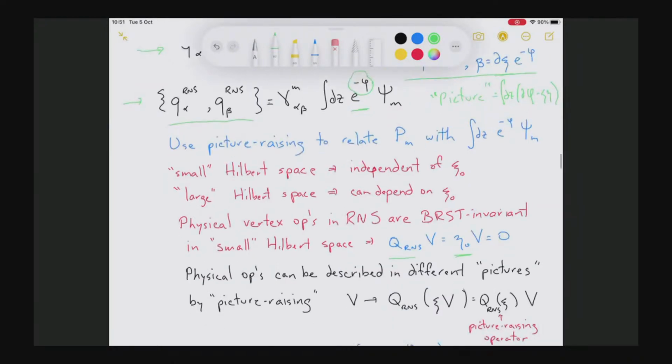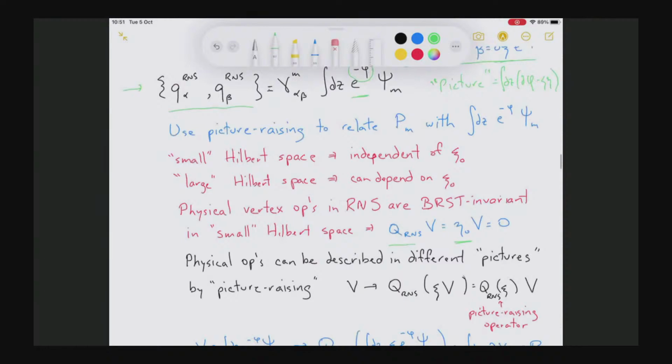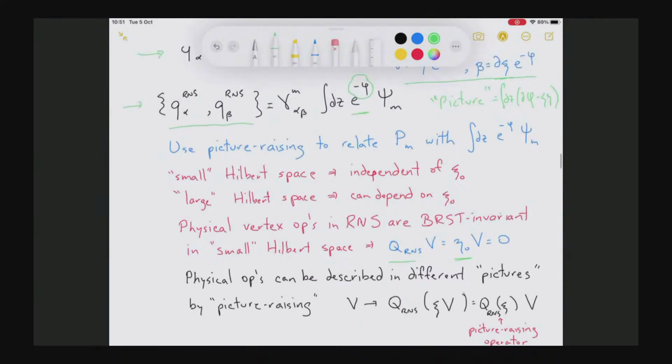Now, in RNS, you can describe states which are in different pictures by hitting with what's called the picture raising operator, which is the BRST operator acting on the Xi0 mode. So this was, of course, discussed by Friedan, Martinec, and Shenker. And the reason why this is non-trivial is because in the small Hilbert space, the Xi0 mode is not allowed. Otherwise, this would, of course, be BRST trivial.